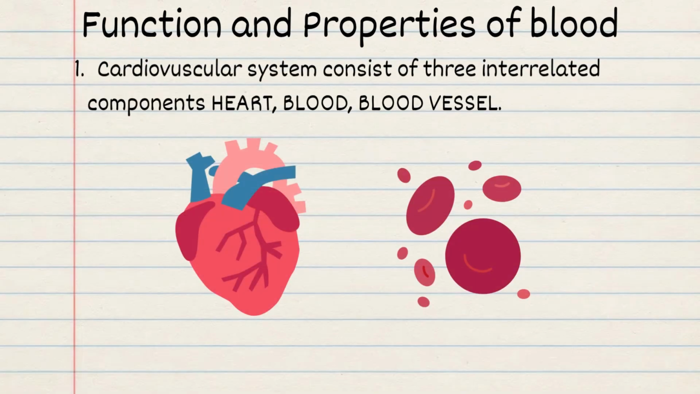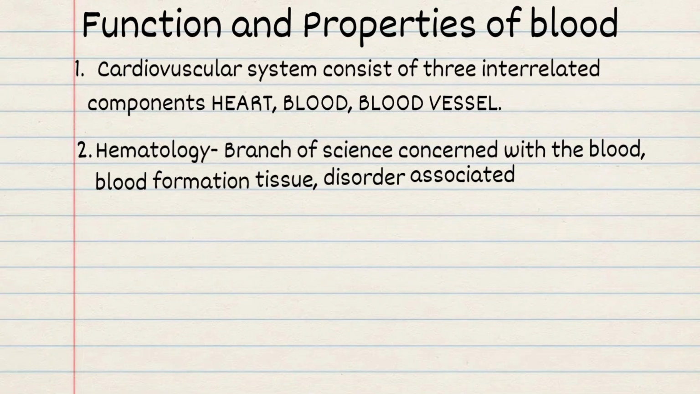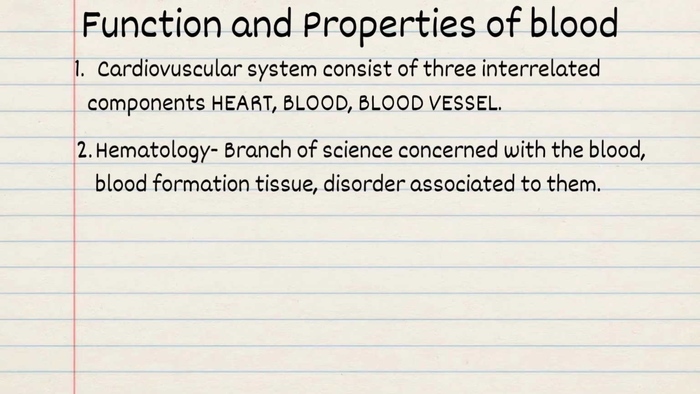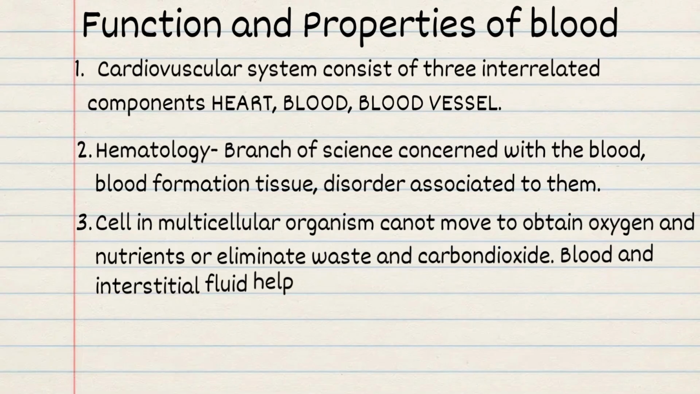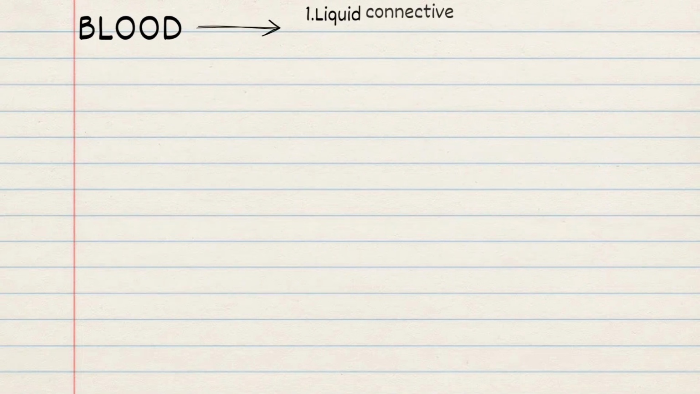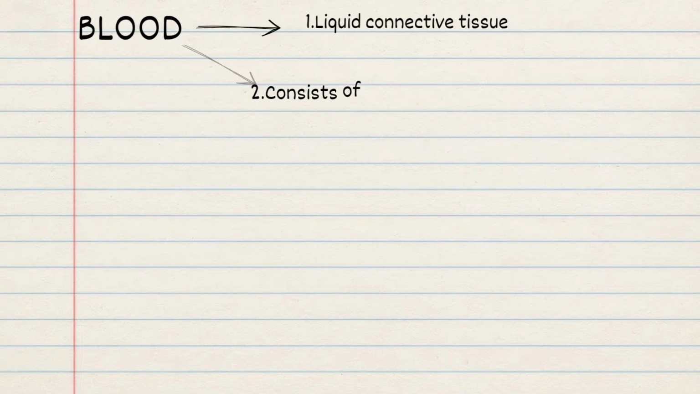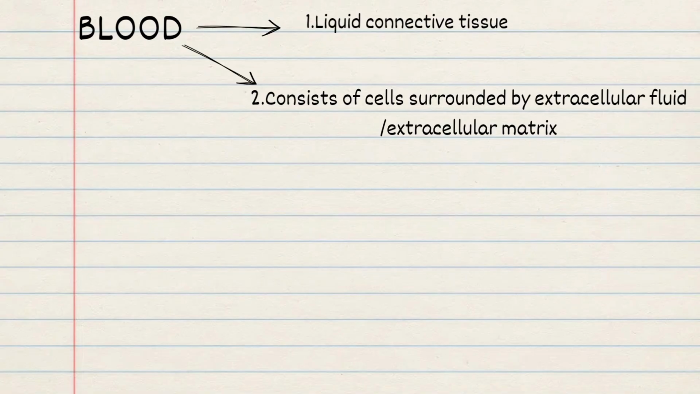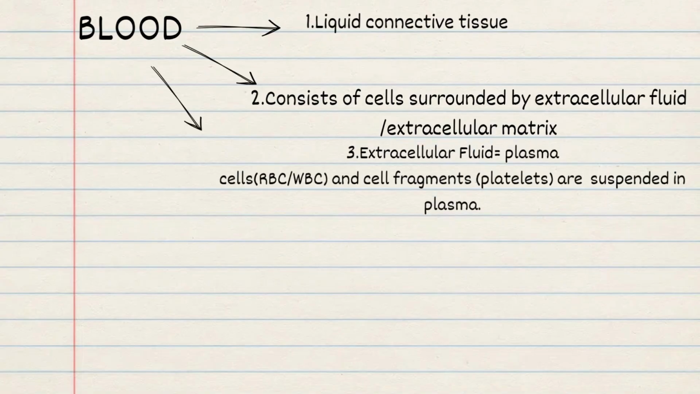The cardiovascular system consists of three main components: heart, blood and blood vessels. The study of blood, blood formation and disorders related to them comes under the study of hematology. Blood and interstitial fluid play an important role in supplying cells with oxygen and nutrients and eliminating waste and carbon dioxide. Blood is a liquid connective tissue, consisting of cells surrounded by extracellular fluid. Extracellular fluid is also known as plasma or blood plasma. Cells like RBCs, WBCs and platelets are suspended in it.